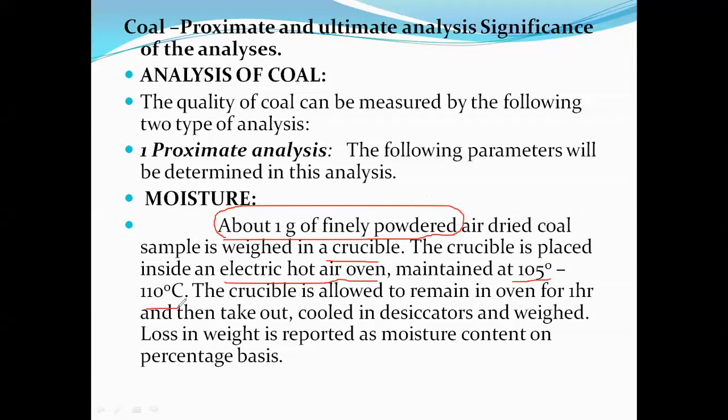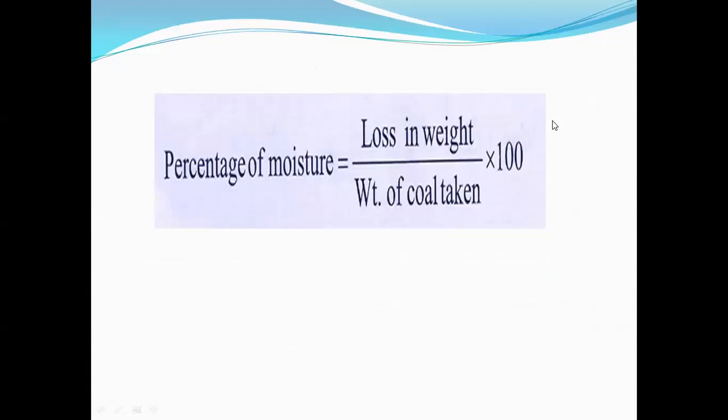So 1 gram of the coal sample is taken in the silica crucible and heated at about 110 degrees centigrade in the electric hot air oven. The process should be done for 1 hour. Then, after the heating process, the moisture in the coal sample is completely separated.